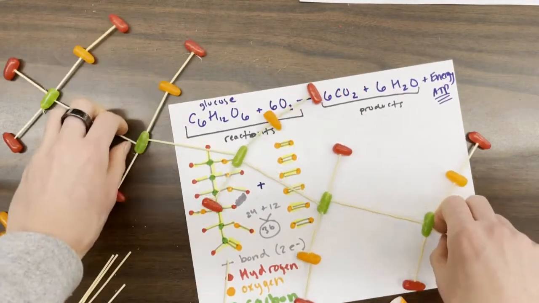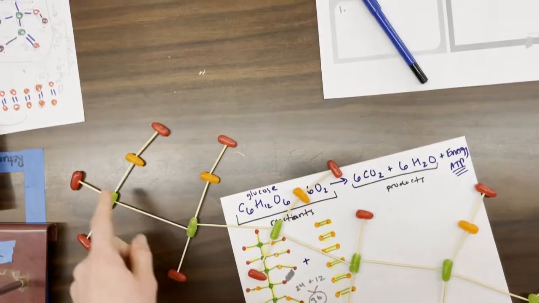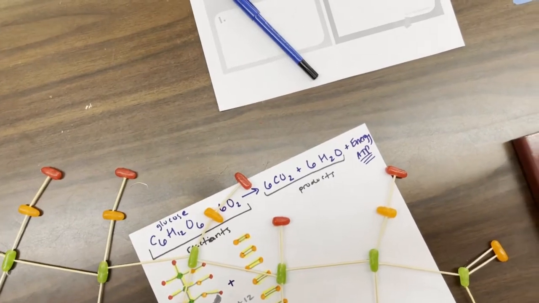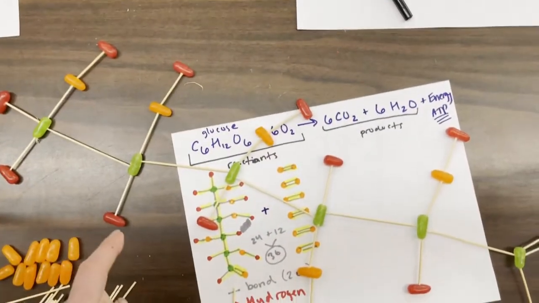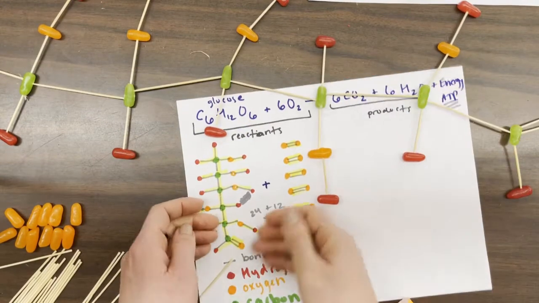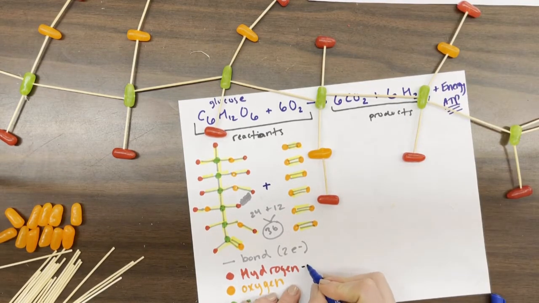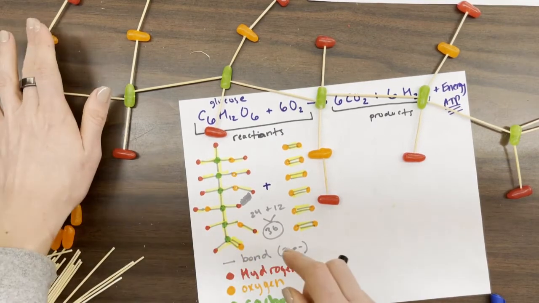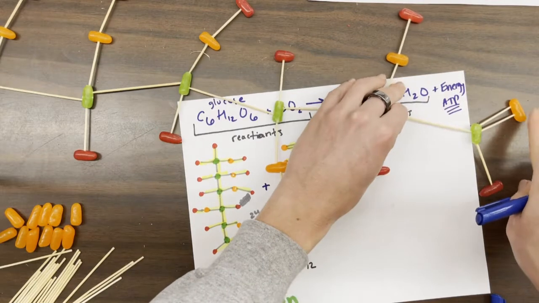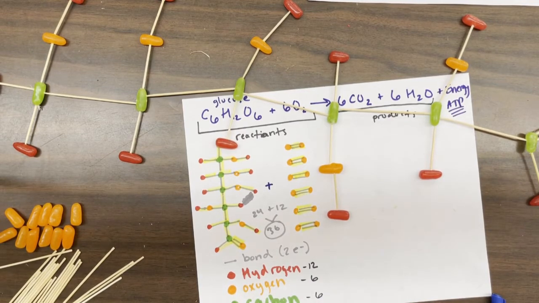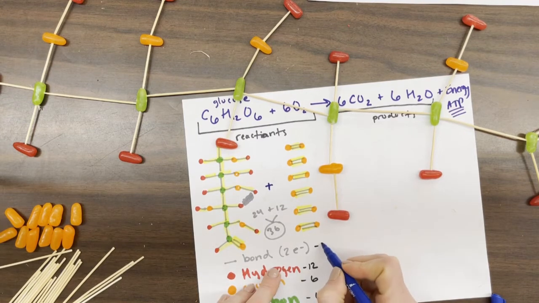Okay, so here is our glucose molecule, and let's go ahead and count the red. 1, 2, 3, 4, 5, 6, 7, 8, 9, 10, 11, 12. So for our hydrogen over here, we have 12. Where's my pen? Here it is. Okay, so over here on this side, we have 12. Our oxygen, we've got 1, 2, 3, 4, 5, 6. And our carbon, we've got 1, 2, 3, 4, 5, 6. Okay, all right. And how many bonds do we have? We said we had 36 bonds.